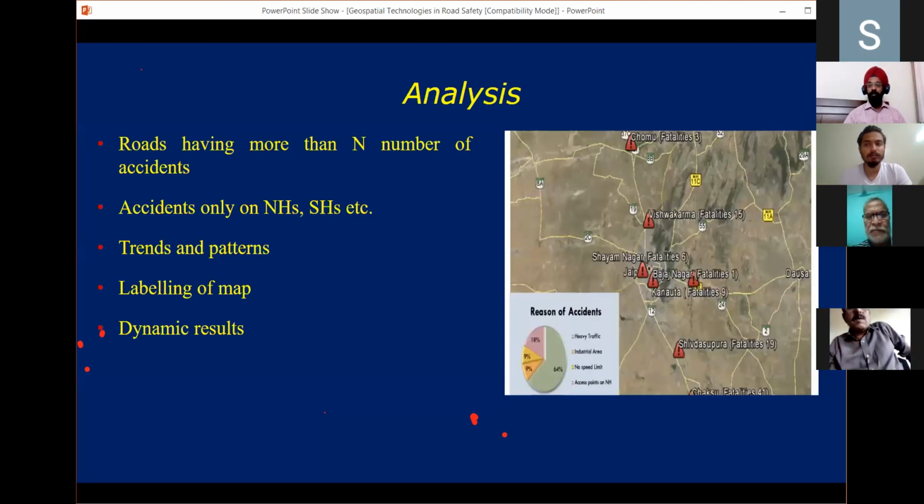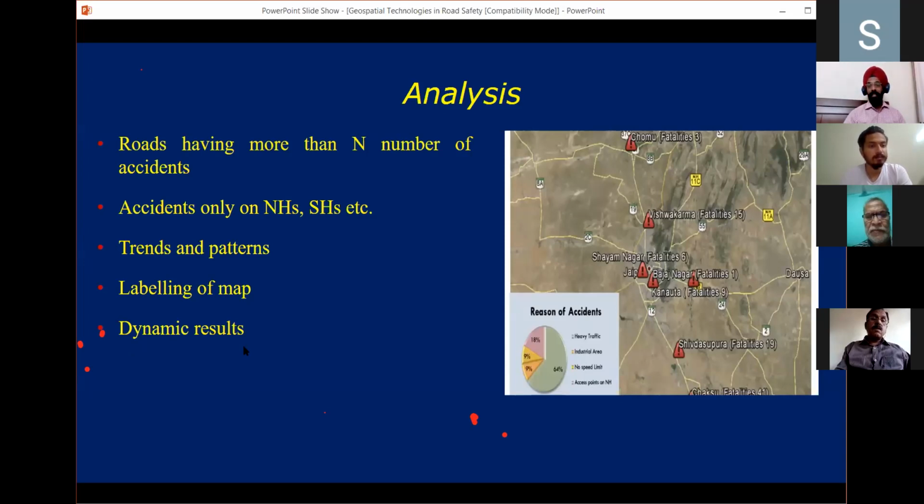This is very important when I'm analyzing. When a deputy commissioner or a management person is seeing these things, they don't like an Excel sheet. They like, okay, just show me a particular map so that I can understand and take action. So they always require this type of map. And of course, dynamic results.